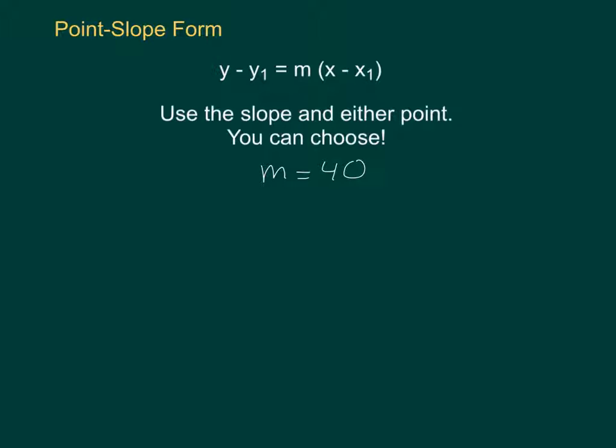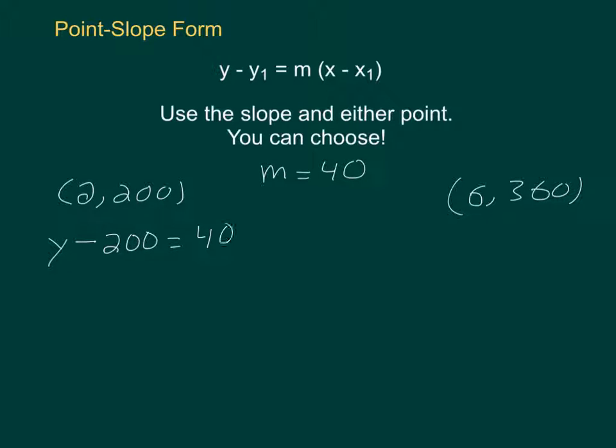And we can use either point. So the 2 points that we had were 2, 200, and 6, 360. You can use either one of these, and you're going to end up with the same answer. Let's do it for the first one here, the 2, 200. So I'm going to plug into my formula here. Now I keep the y just as a y, minus my y1 is the y coordinate for my point, that's 200, equals my m is my slope, which is 40. Open my parentheses, my x stays the same, minus my x1 is the x coordinate of my point, which is 2.